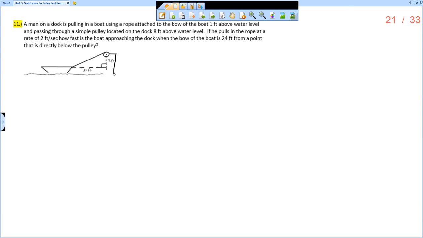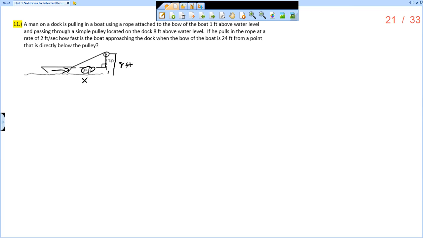Now, the pulley is 8 feet above the water level, but you're told that it's attached to the bow 1 foot above water level. So obviously, this side of the right triangle is 7 feet, right? And that is not changing, that is fixed. But this 24, that is changing, so we need to give a variable to that, because the boat is moving towards the dock.